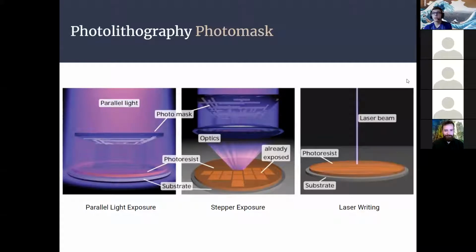So we have parallel light exposure, where the image on the photomask is a 1-to-1 ratio to what is projected onto the PR and what is projected onto the substrate. Then you have stepper exposure, where the size of the photomask is actually larger than what is being projected onto the PR, and through some lenses, it focuses all of the light onto a small area, and it basically does it one die at a time, or the entire pattern is laser written onto the wafer.